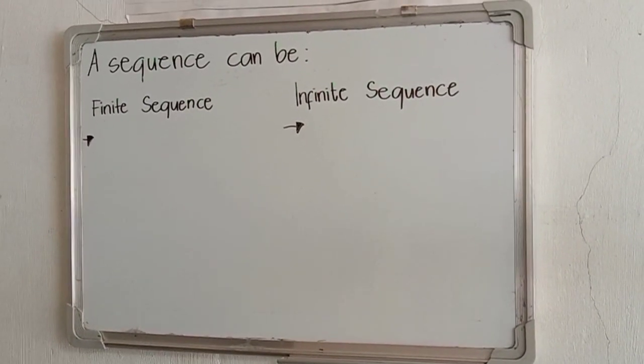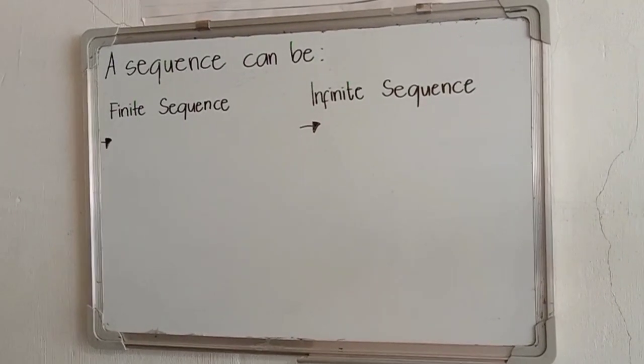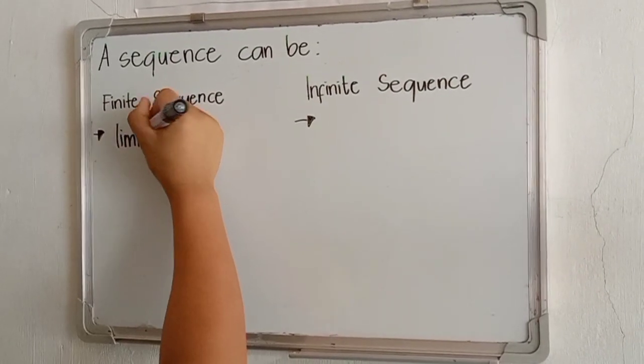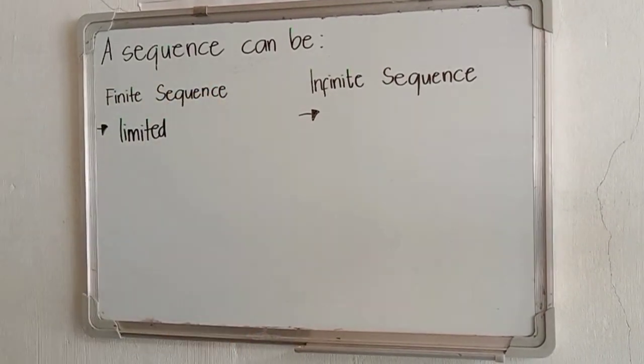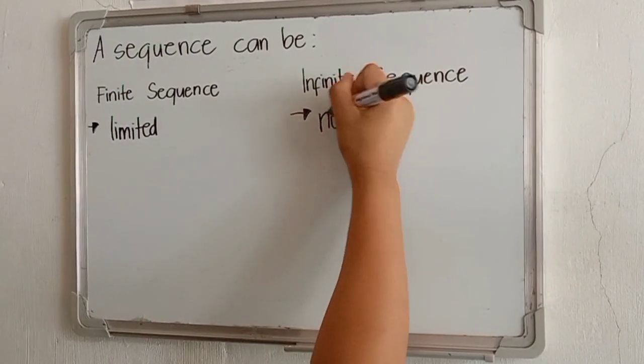A sequence can be a finite sequence or an infinite sequence. When we say finite sequence, the number of terms is limited. While when we say infinite sequence, the number of terms is not limited.